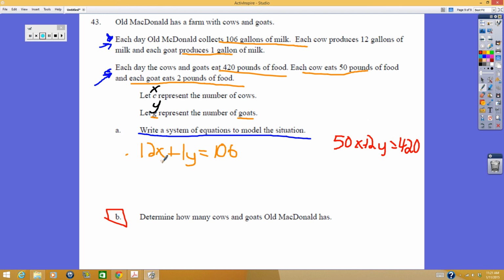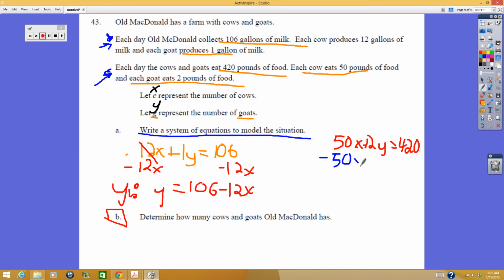So right now we're solving for y in order to put y equals in our calculator. Get rid of that 12x. This one was pretty fast: y equals 106 minus 12x. You could put that in for y1. Now for y2, same thing, you're solving for y. Get rid of that 50x. Now you've got 2y equals 420 minus 50x.